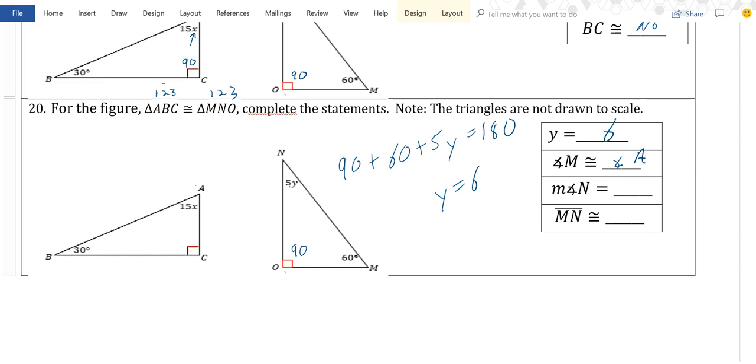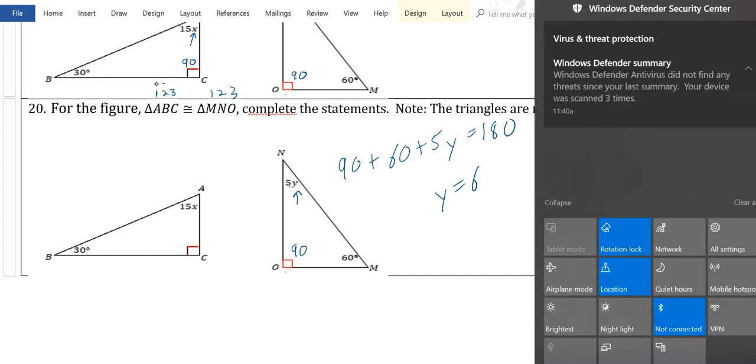Now we're finding the measure of angle N. So that's where we're going to plug in our y here. So 5 times 6 is going to give me 30. And lastly, MN, well, that's 1 and 2, so it's congruent to AB.